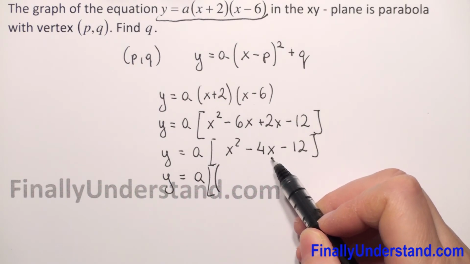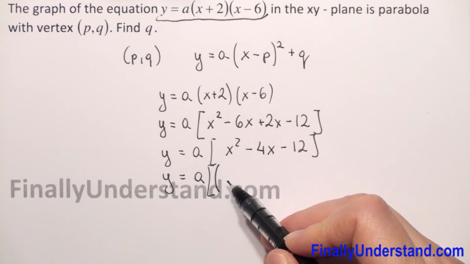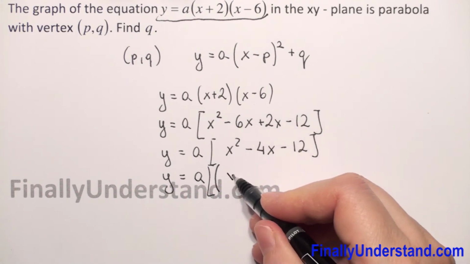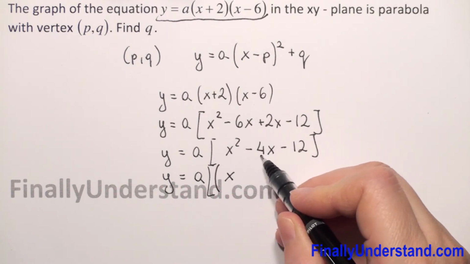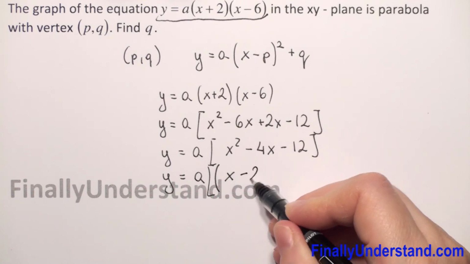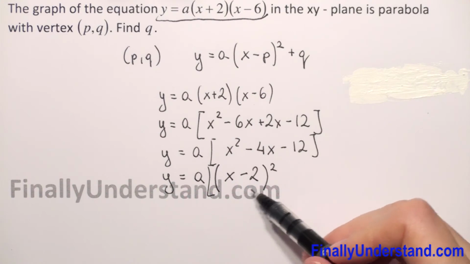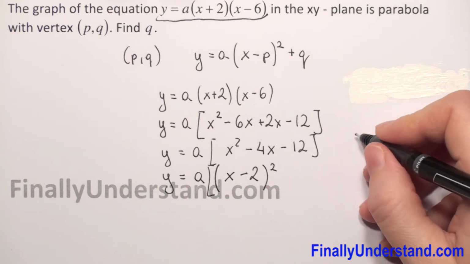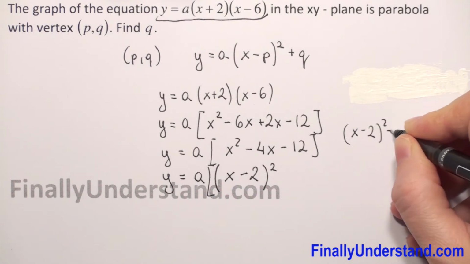So let's ask ourselves, what do we need to have at the beginning? Of course it must be x, because we have x squared. And next, because we have here negative 4x, we need to have negative 2 to the second power. Let's raise (x minus 2) to the second power. We'll see what we will have.